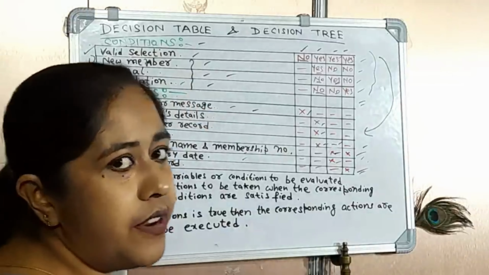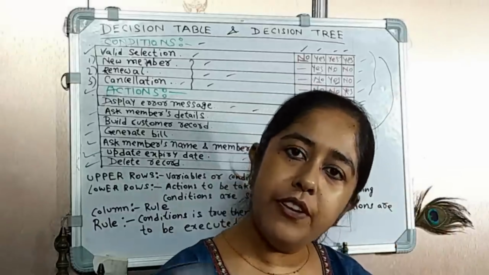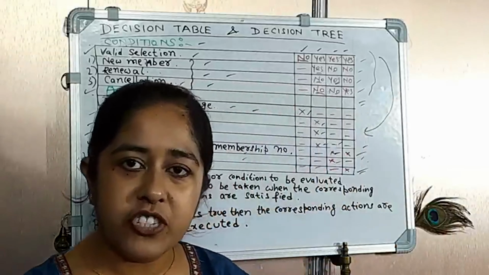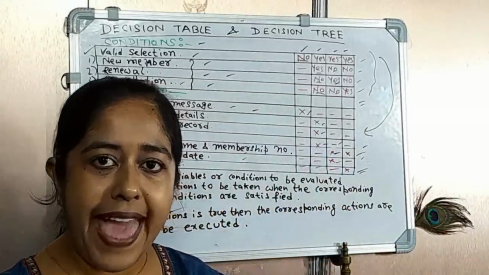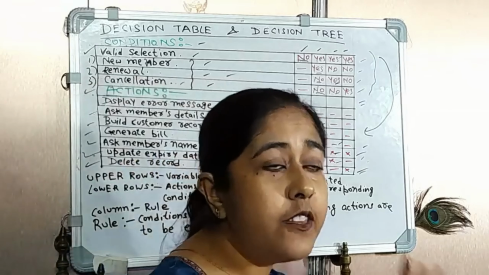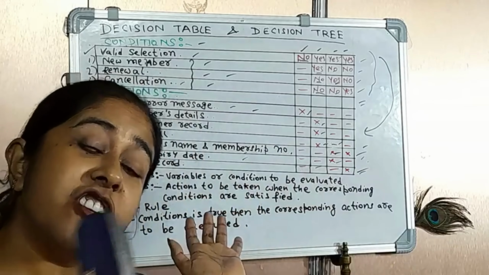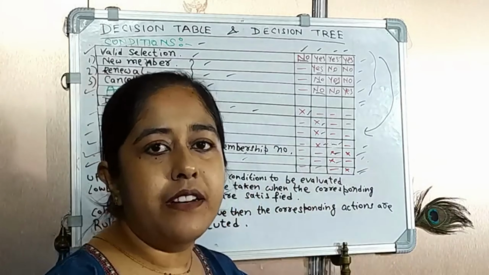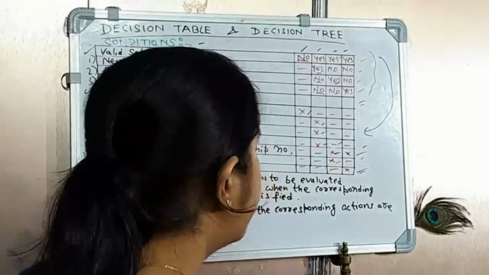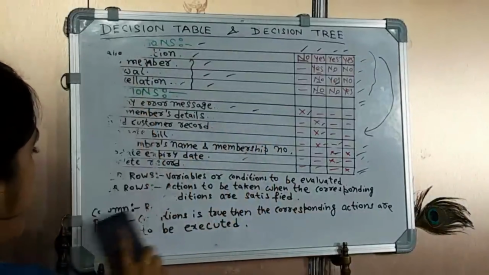This is the tabular form representation of our decision making. Whatever decisions are taken, then the particular actions. Okay, now what we have to see next is how we are going to change this into a decision tree, in a tree manner. How are we going to do that? So this is our decision table. Now let's see about the decision tree.